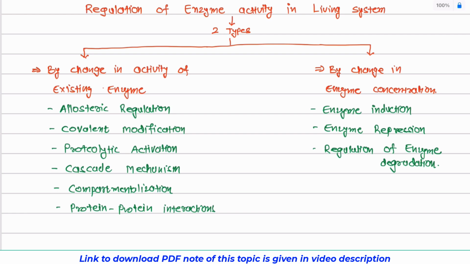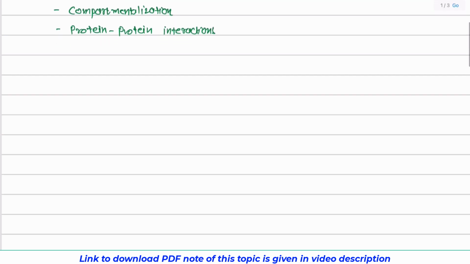In this video tutorial, I am going to discuss regulation of enzyme activity by the change in enzyme concentration. And remember, change in the enzyme concentration can be done by three different mechanisms. The first one is enzyme induction, second is enzyme repression, and third is enzyme degradation. Right? Let's try to understand this.